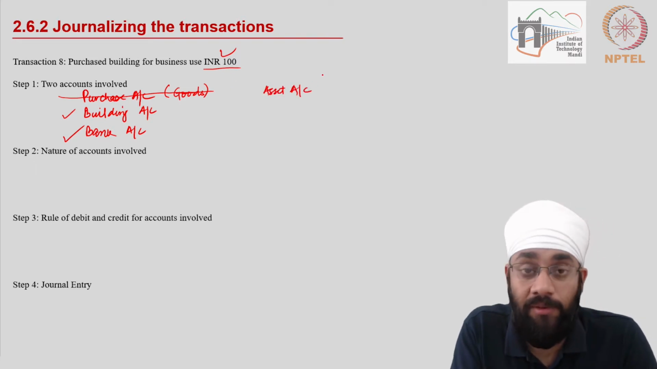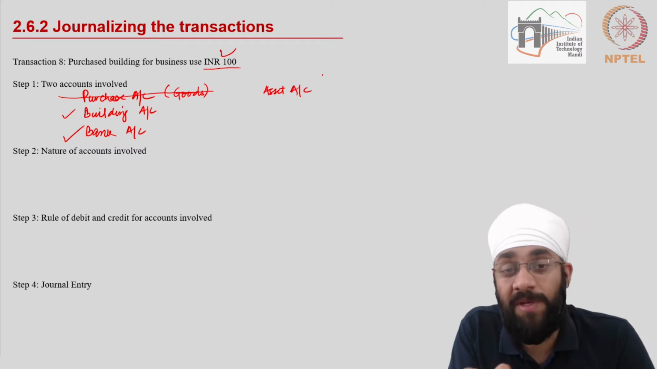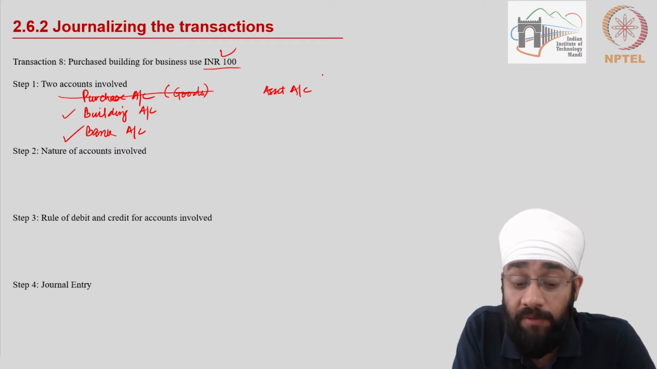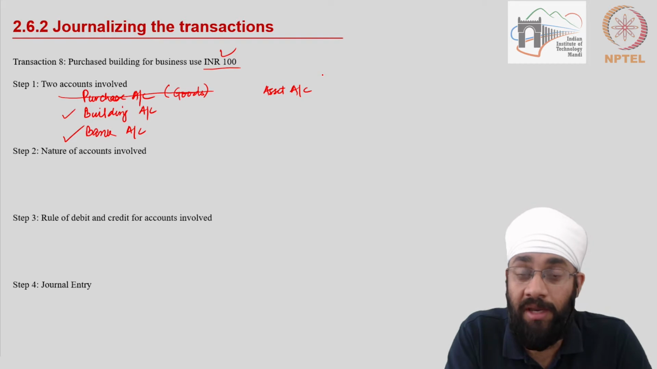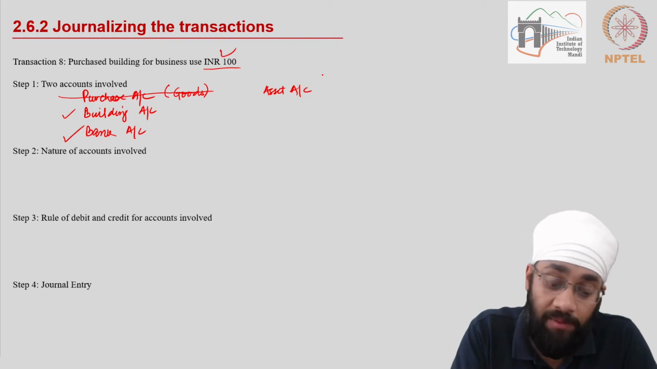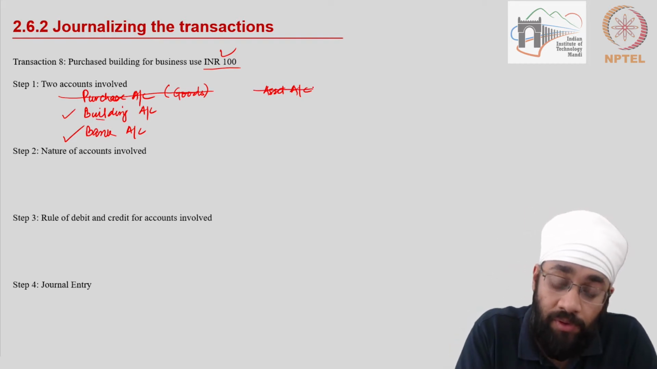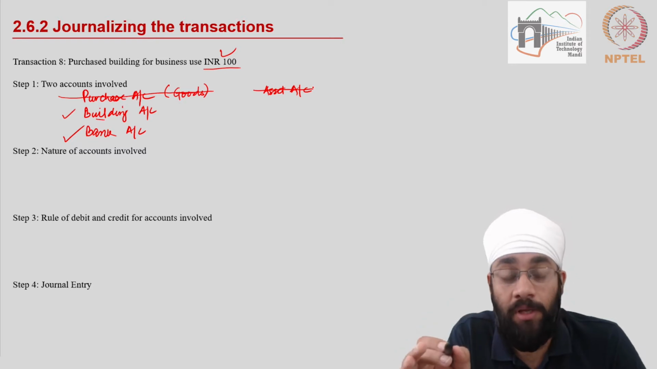You could also create an asset account. Why didn't you do that? Because you have the specific name of the asset. Whenever you have that, you do not create a generic account, you create a specific account. Name of the asset is building, so we don't want to create a generic account.